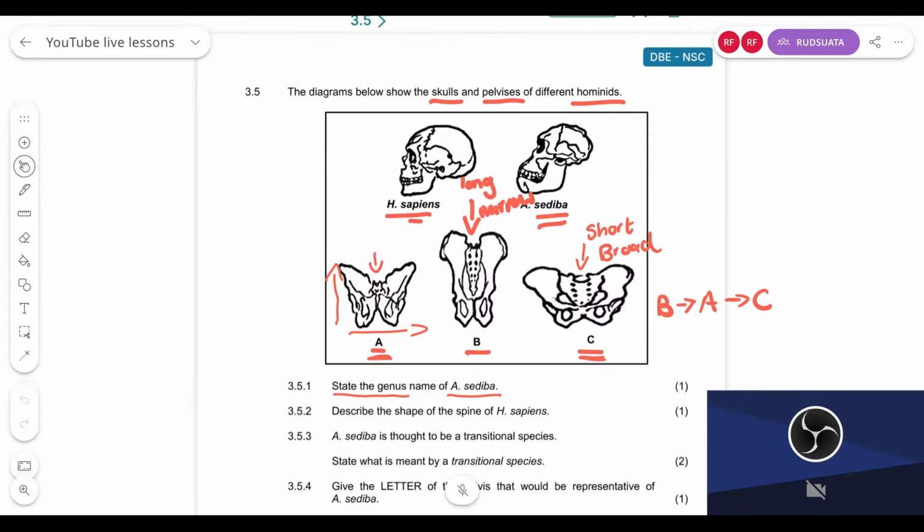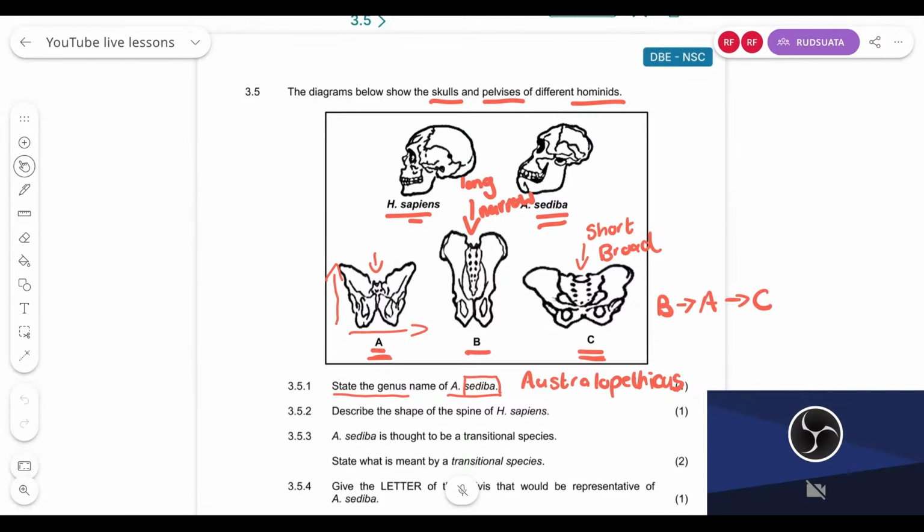So number 1 says, state the genus of A. Sediba. Now, you don't actually need to learn anything about sediba according to the study guidelines. All you need to know is what group it belongs to. So you do need to know Australopithecus, and that's the answer for this. Okay, so you just need to know your hominid genus names. So Australopithecus and Homo are the two groups that you definitely need to know.